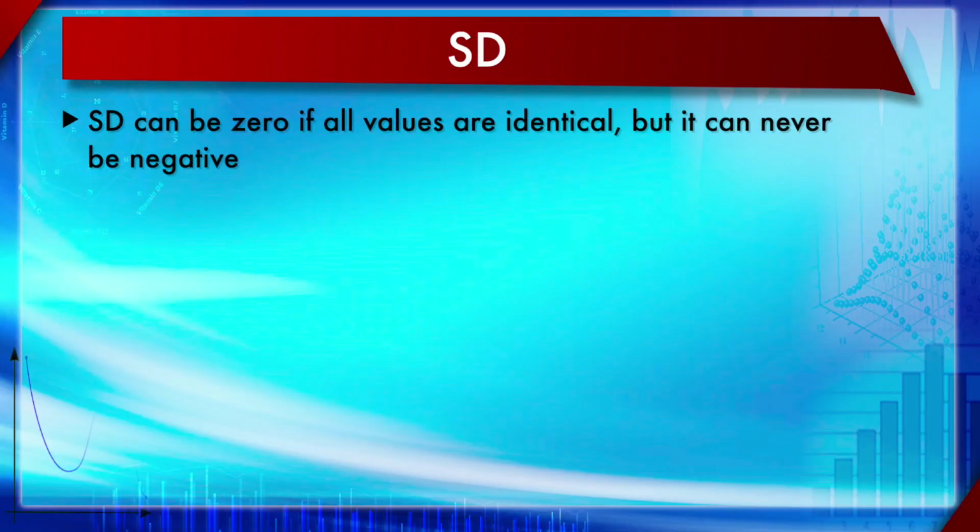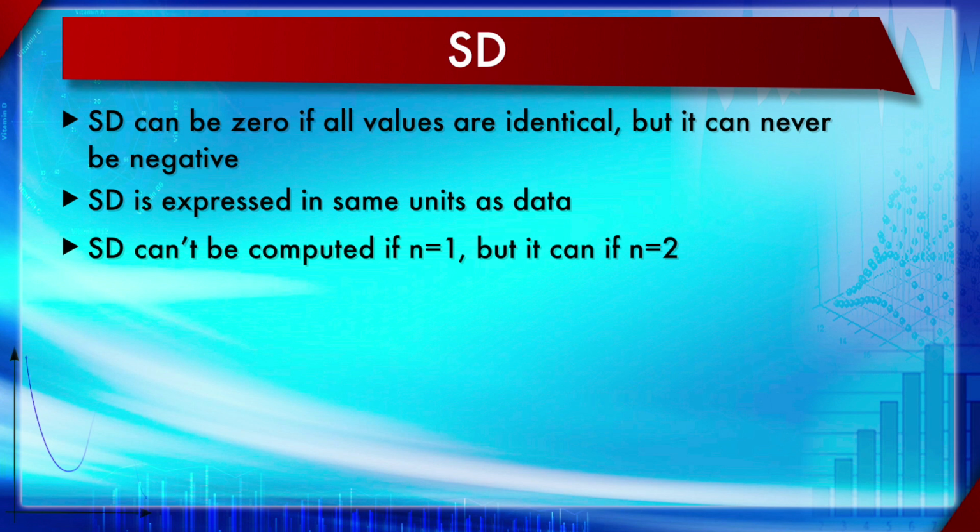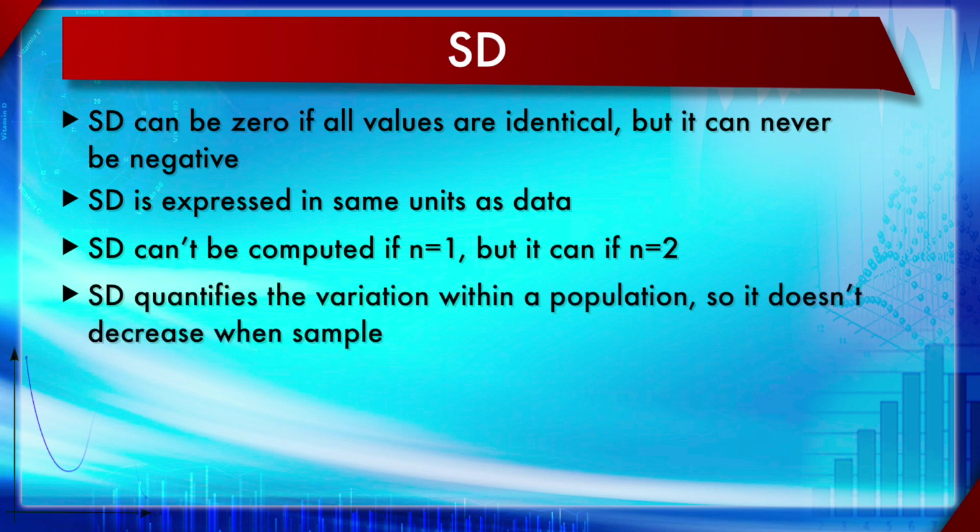So, the standard deviation can be 0 if all values are identical, but it can never be negative. That is one of the properties of the standard deviation. It can never be negative, but it can be 0. Standard deviation is expressed in the same unit as the data. Standard deviation cannot be computed if n is 1, but if n is 2, you can compute the standard deviation. Standard deviation quantifies the variation within the population.